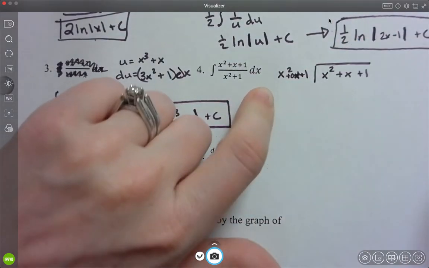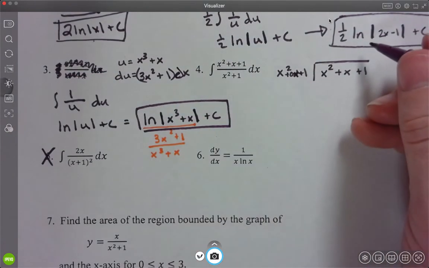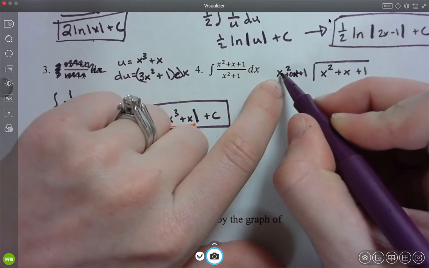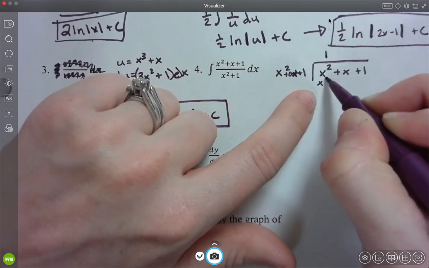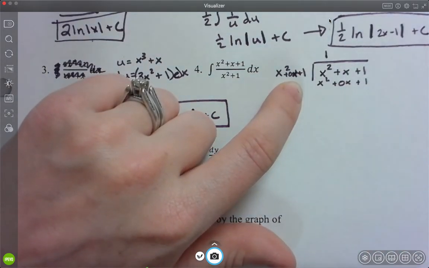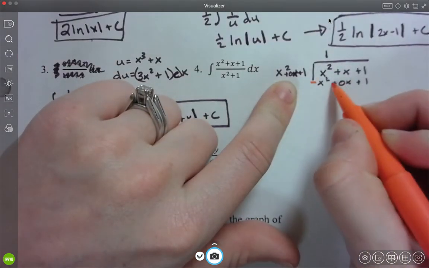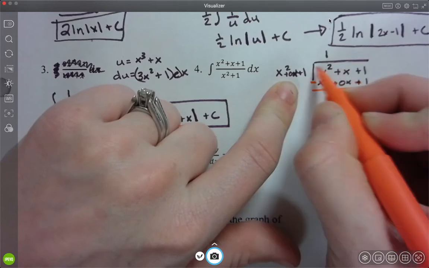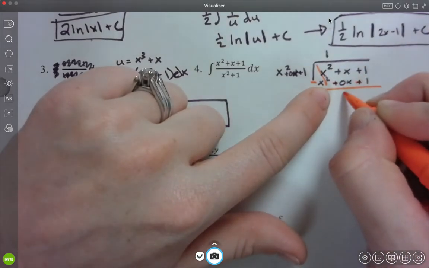So that I have that placeholder in here, okay? And then we're going to figure out what it is. So x squared, what do you take times x squared to get x squared? 1. 1 times x squared is x squared. 1 times 0x, and 1 times 1 is 1. Okay, so that's what I have going on there for my long division. And then I'm going to change the signs for everything. So my x squared goes away. I have x minus 0x, which is just x.